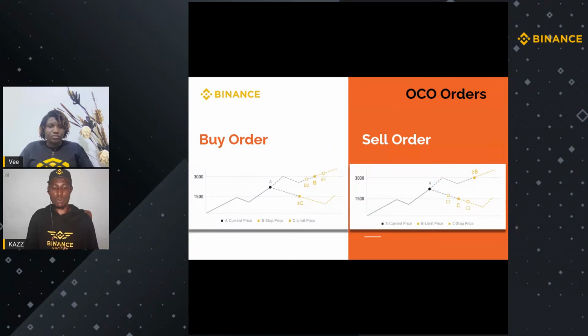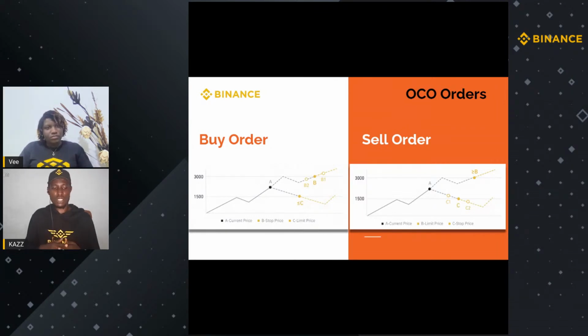Here is an illustration of how OCO actually works, whether you're buying or selling. If you're buying, as shown in the chart on the left, you set the stop price at point B above the current price, and the limit price below the current price.